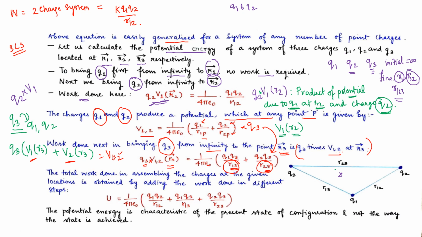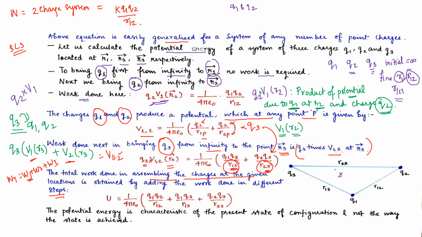The total work done in assembling the charges at the given locations is obtained by adding the work done in the different steps. Now we add the work. The total work done is step 1, step 2 and step 3. First the work done when we brought charge Q1, then the work done to bring charge Q2, then the work done to bring charge Q3. All will be summed up to get the total work done to maintain that particular configuration of the three charge system.